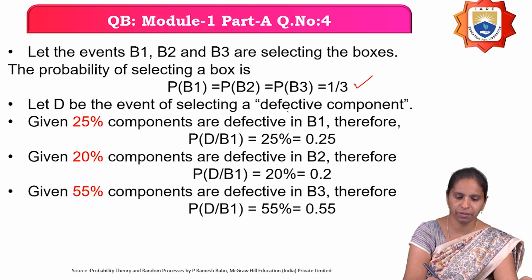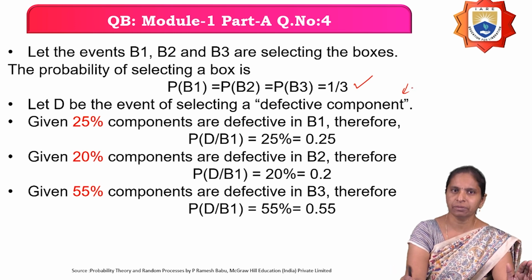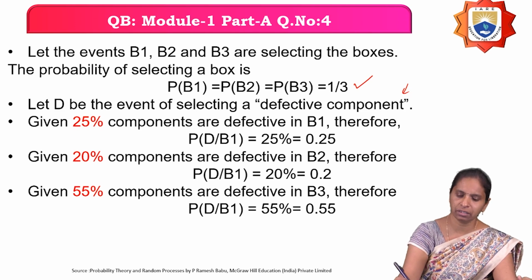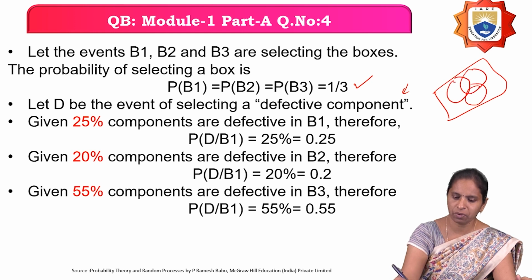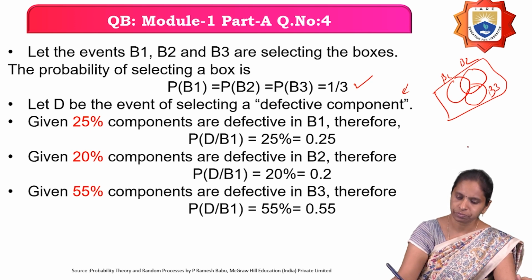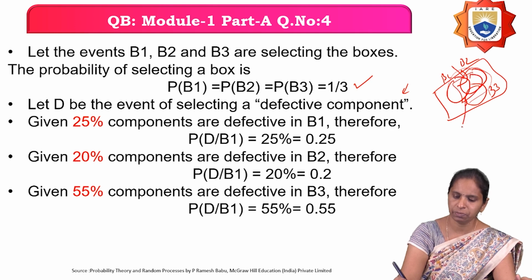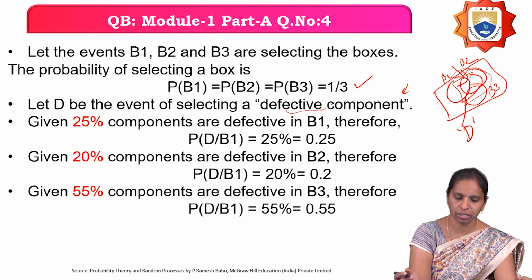And let D be the event which is nothing but selecting the defective component. We don't know whether it is selected from box B1, B2 or B3, but D is the event of selecting the defective component. For example, this is a shipment which consists of 3 identical boxes B1, B2, B3. So you have to define one event D on these 3 boxes. What is that event D? Selecting a defective item. Whether it is from B1, B2 or B3, we don't know. That D is the event of selecting a defective component.